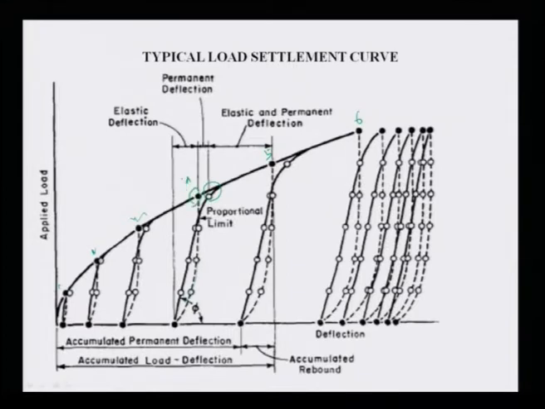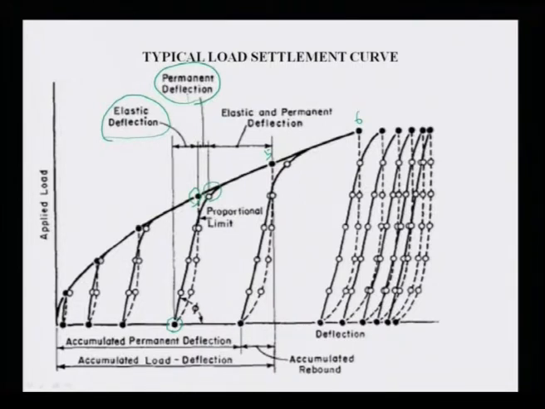Now, if I take an example, this is the start from where this load increment has been applied, then it has been unloaded. From here to here, this is called elastic deflection. As it is not reaching its original position, this is called permanent deflection, and beyond this you can say elastic and permanent deflection.